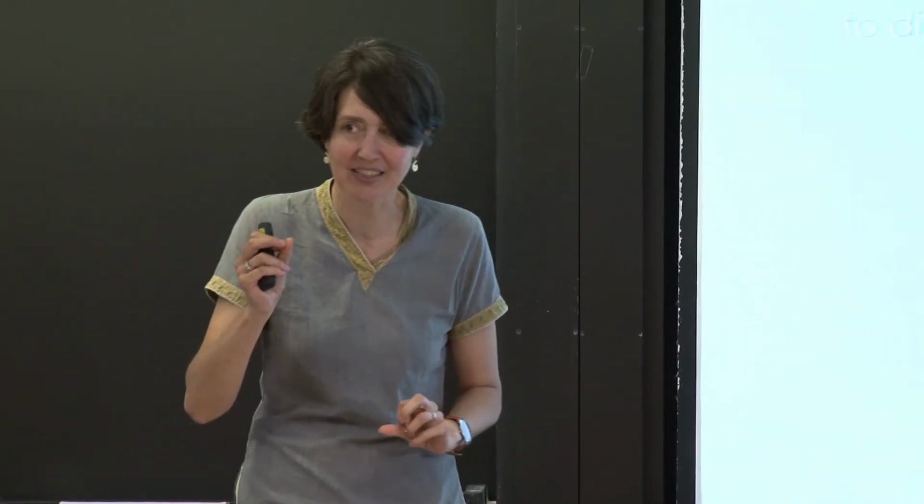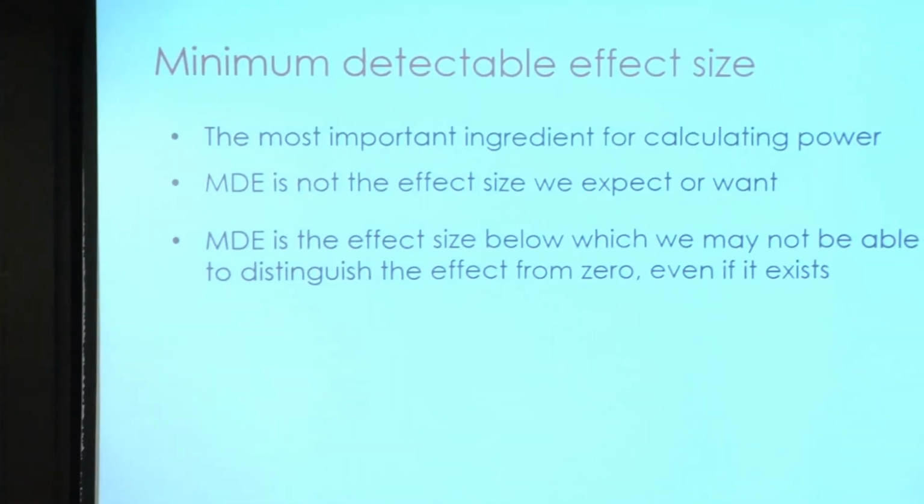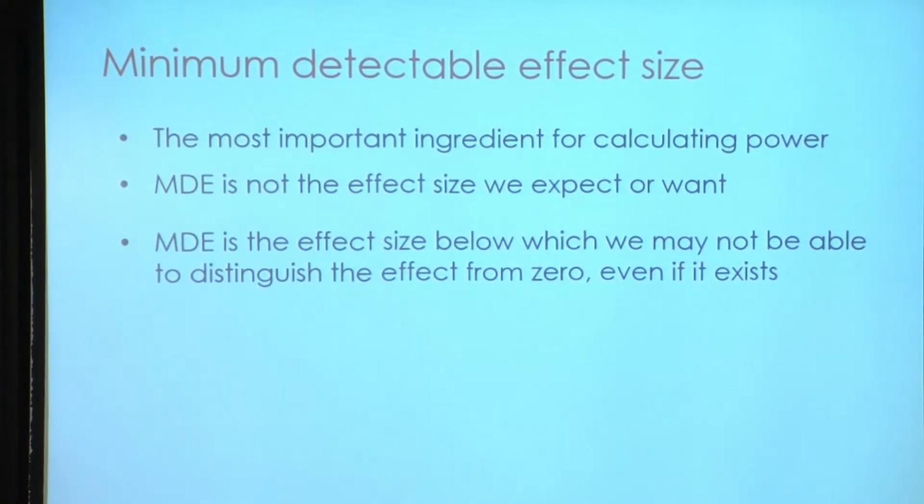It's the effect size. Think back to what we were doing with those curves. It's the effect size below which you will not be able to distinguish the effect from zero, with 80% probability, even if it exists. So what does that mean for what it should be? It's the effect size below which it might as well be zero. And that is a policy question. It's not a statistics question.